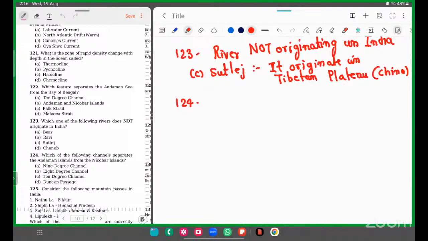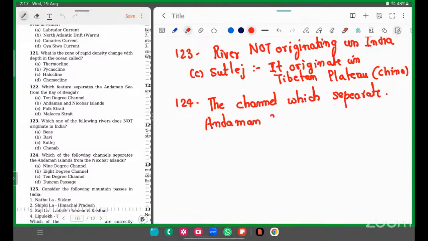So we can say the channel which separates Andaman and Nicobar Island is, sorry, answer C, the 10-degree channel. The channel present at 10 degrees.